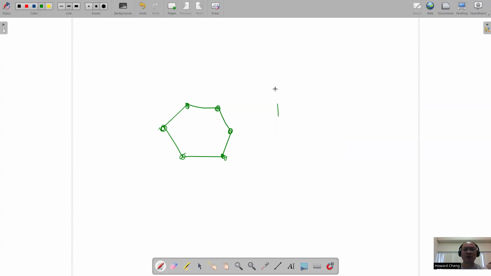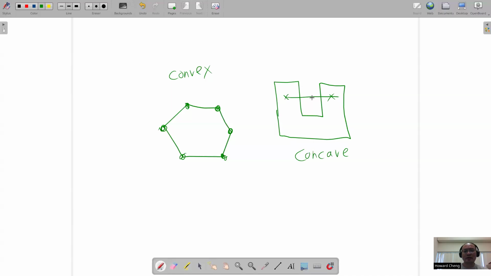So for example, here's a shape that is not convex, because if you pick 2 points here and draw a straight line, that line can go outside of the shape. So this is what is called concave. And this is called convex. Convex will never have that. When you draw any line between 2 points in this shape, that line stays completely inside.